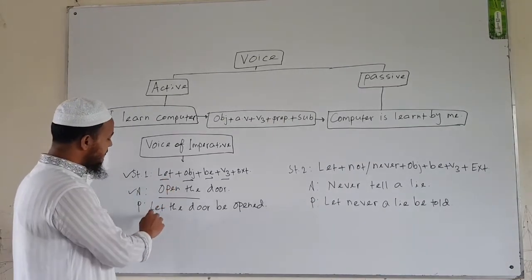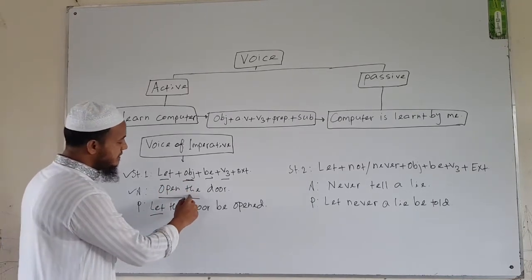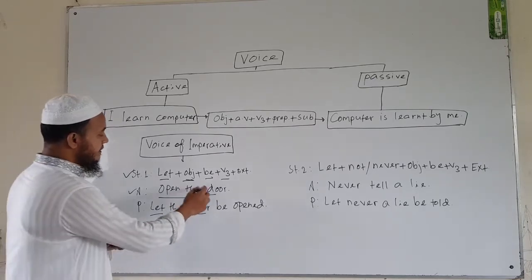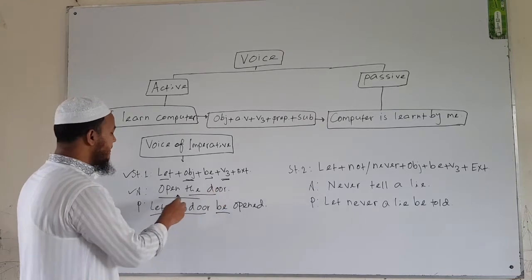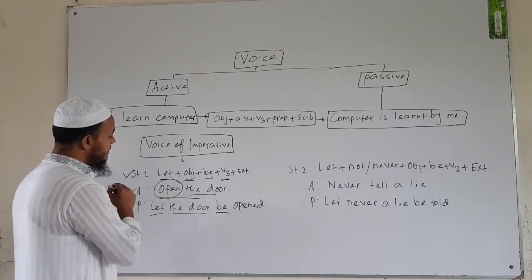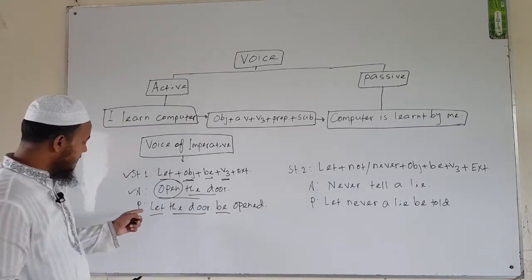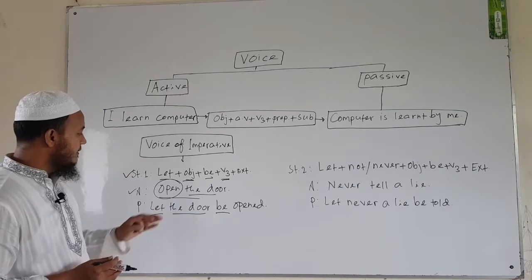So at first you have to use let and then the object, according to the structure. What is the object here? The door, okay, and then be, according to the structure, and then you will have to use the V3 of the main verb. So what is the V3 of the main verb here? The main verb is open and V3 is open. So the full sentence is: let the door be opened. So this is the passive voice of this sentence, open the door.